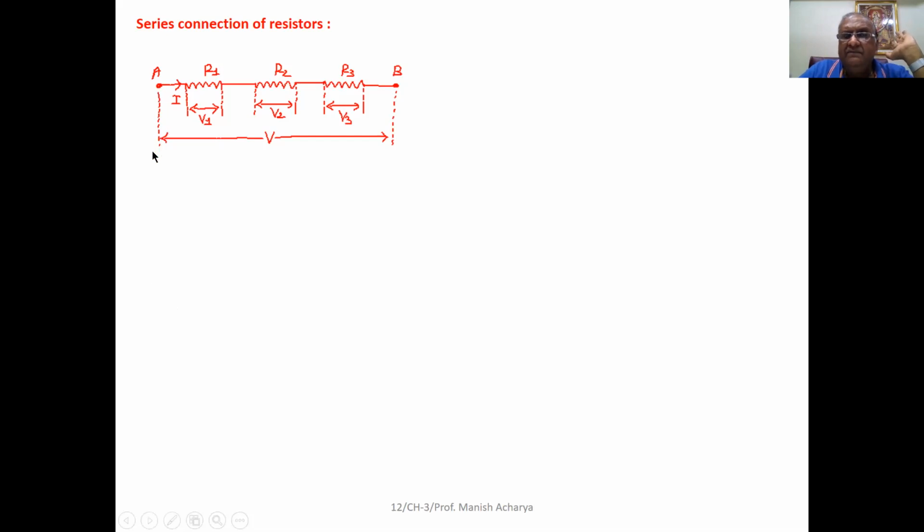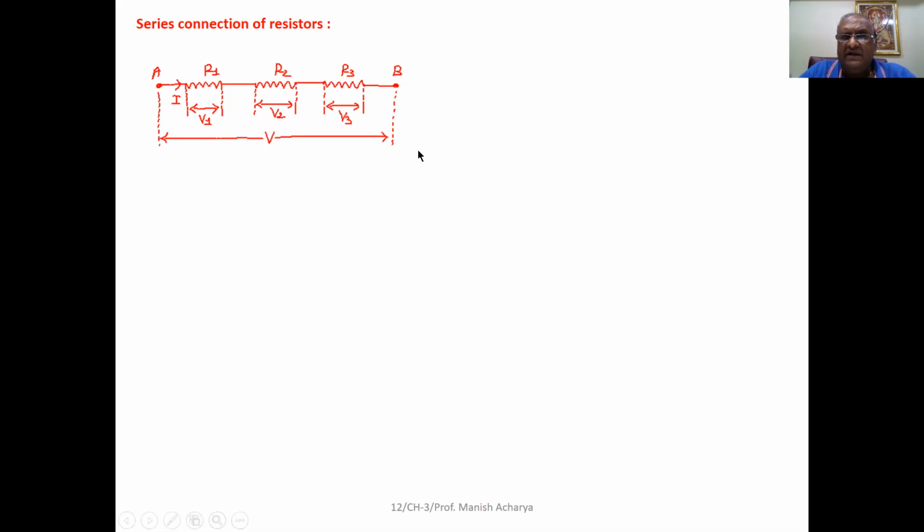Now suppose across these two terminals A and B, the potential difference applied is V volt. Or in other words, between terminals A and B, a battery having V volt is connected. So across each resistor, the potential difference will be different. Here across R1, the potential difference is V1. Across R2, potential difference is V2. Across R3, the potential difference is V3, as shown in the figure.